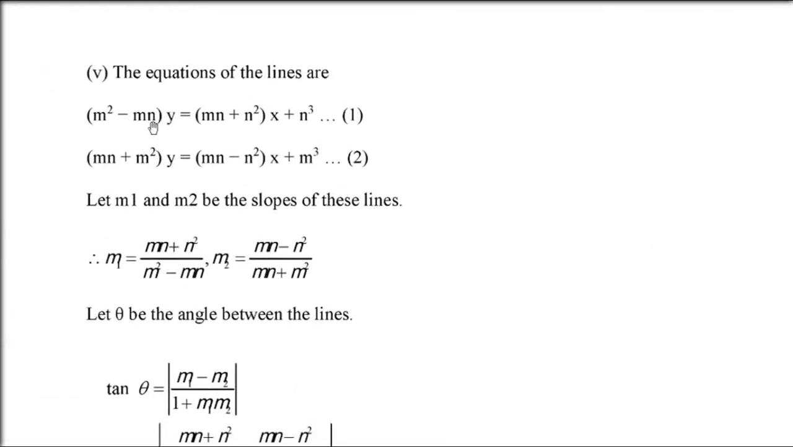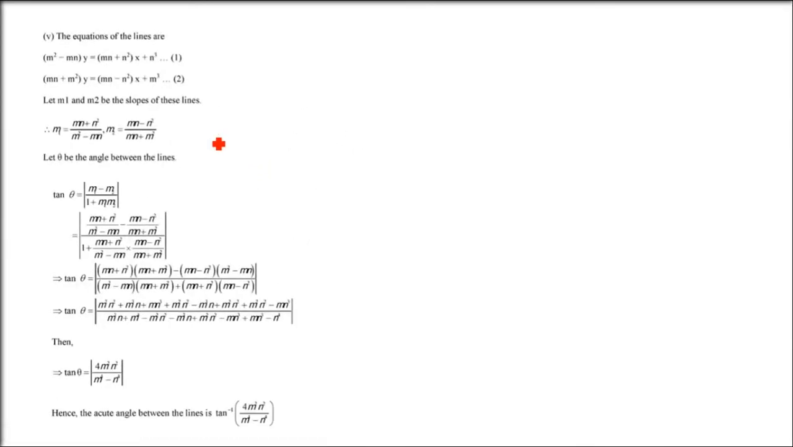So this is y equals mx plus c form. First we have to write this so that we can get the m from here. So we have this, just divide both sides by m square minus mn. Let me write it as y equals, dividing both sides by m square minus mn. So y equals mn plus n square by m square minus mn, plus n cube by m square minus mn.